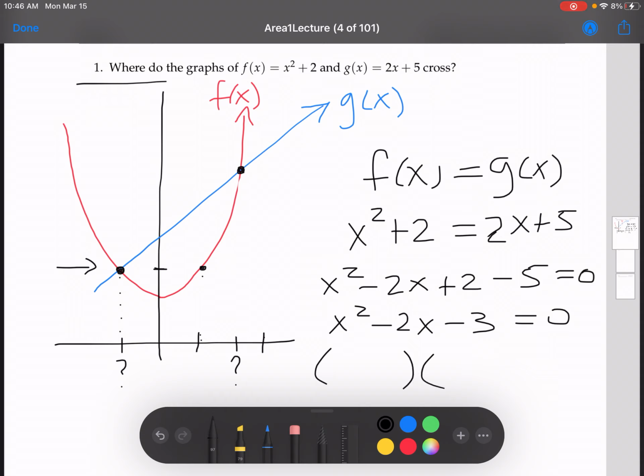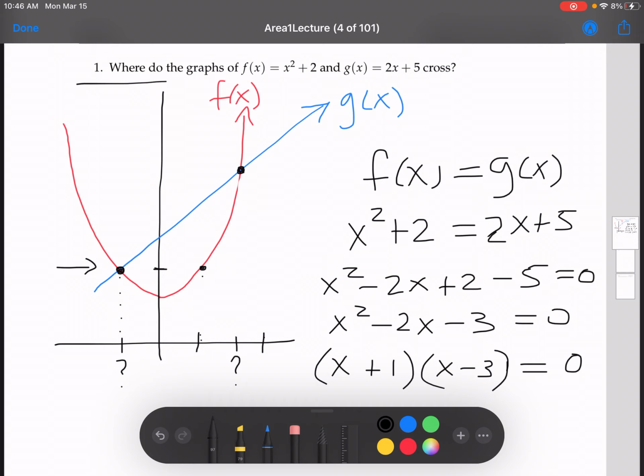Now we can factor. Let's see, x and x. Not a whole lot we can do with a 3. We've got a 1 and a 3. Negative times negative would be positive, so we need negative there, positive there. I guess we should check. x times x is x squared, plus x minus 3 would be negative 2, and then we'd have positive 1 times negative 3 makes negative 3.